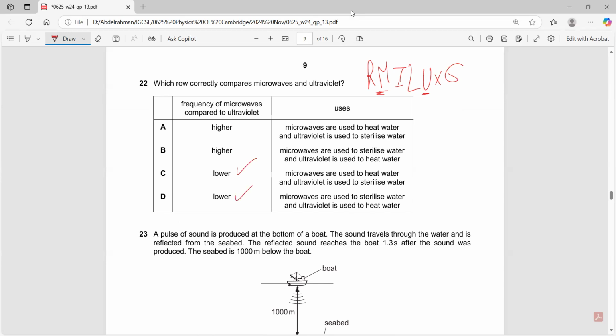The uses of them. Would microwaves be used to heat water and ultraviolet used to sterilize water? Or microwaves to sterilize water and ultraviolet to heat the water? Which is correct? Microwaves are used to heat water, yes, and ultraviolet is used for sterilizing the water, yes. Okay. Heating the water, microwaves and infrared, you can say. Sterilizing the water would be using ultraviolet.